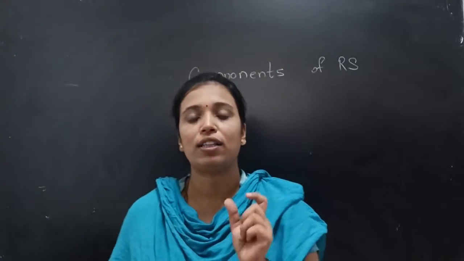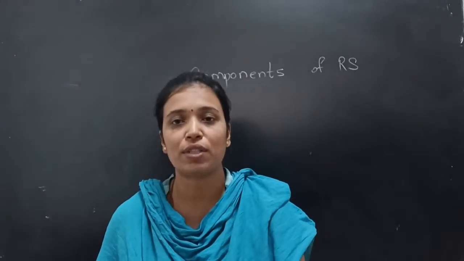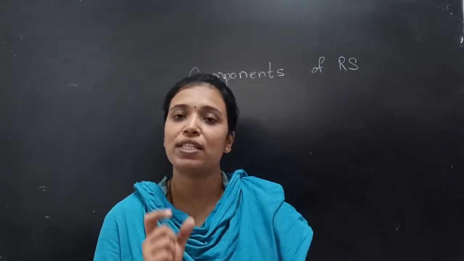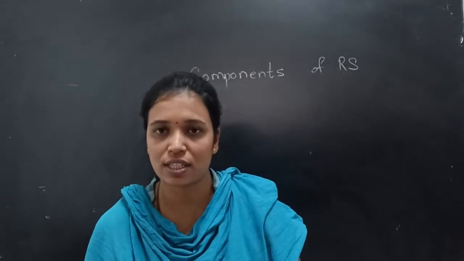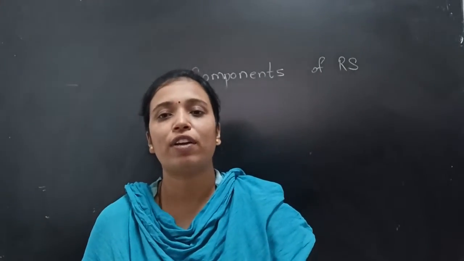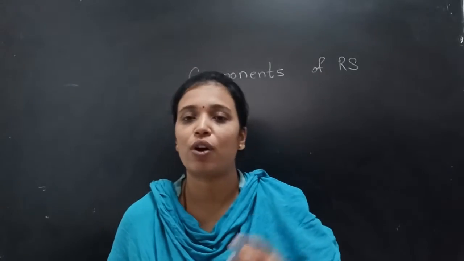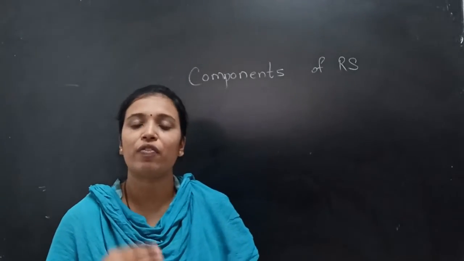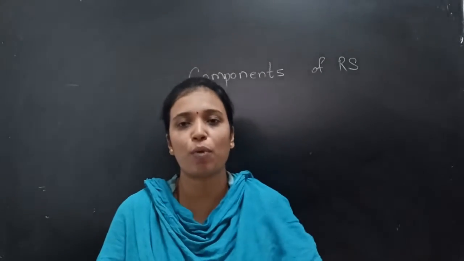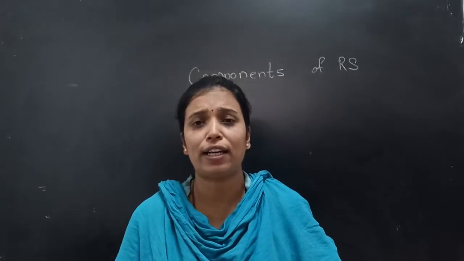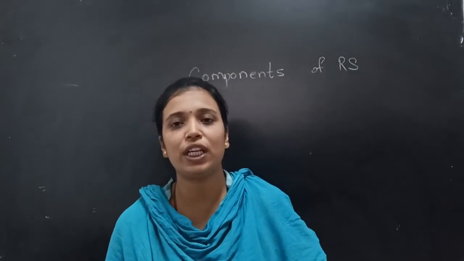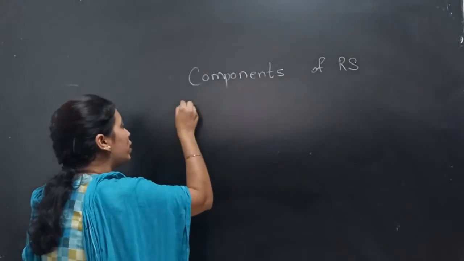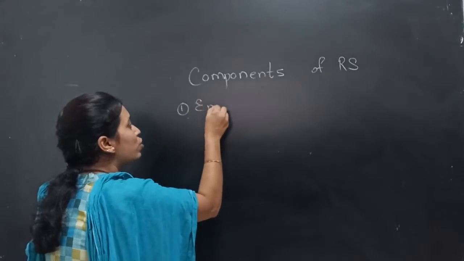Components are the objects or the subjects that come under the process of remote sensing. The basic steps of how remote sensing is done, and whatever subjects are used in that, are called components of remote sensing. So firstly, whenever you have to use the remote sensing technique, the basic point which we need is the energy source. Okay, so the first one is energy source.